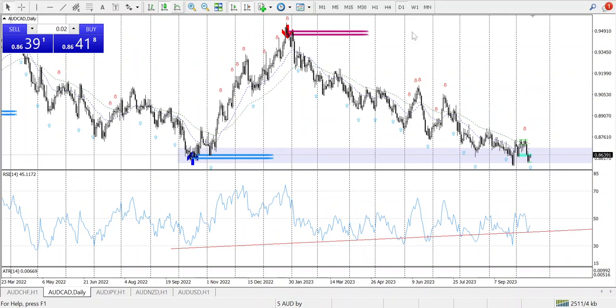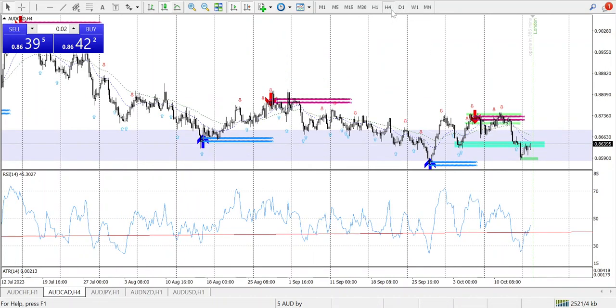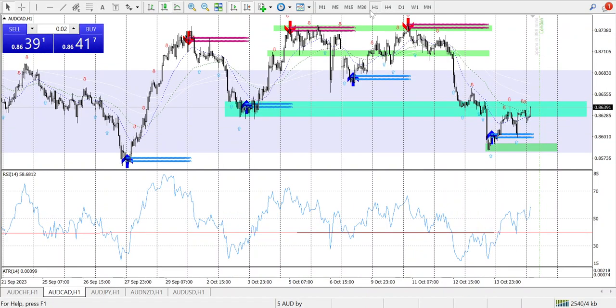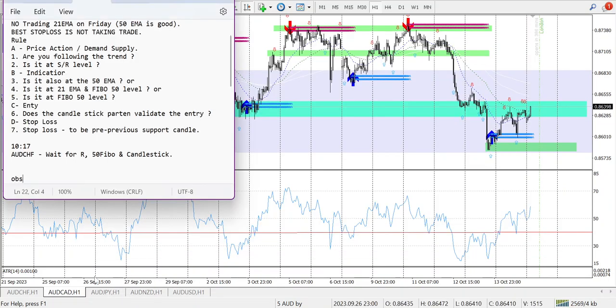On the daily, it is also making some divergence here, but it is not actually a divergence, it is making a bullish harami. On the hour 4, I'm expecting it to make a double bottom, and or test this support area. So I will observe only. The two columns: one is trade, the second is observe.